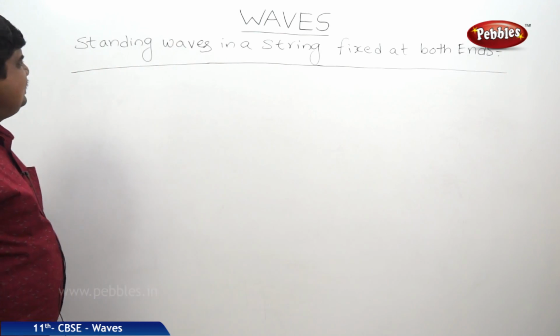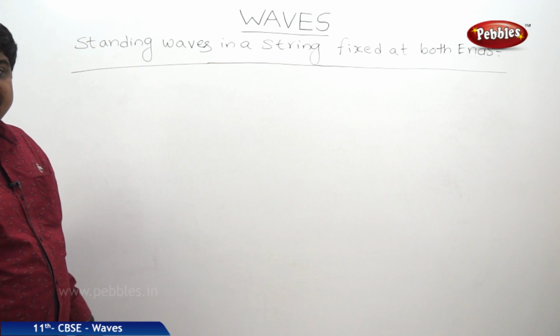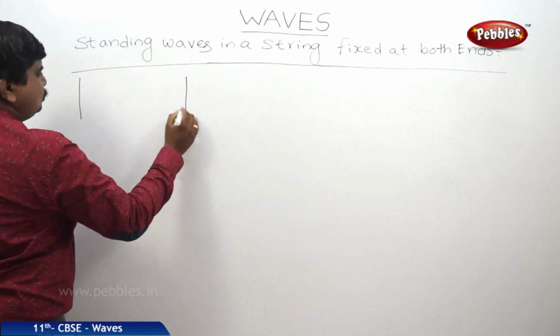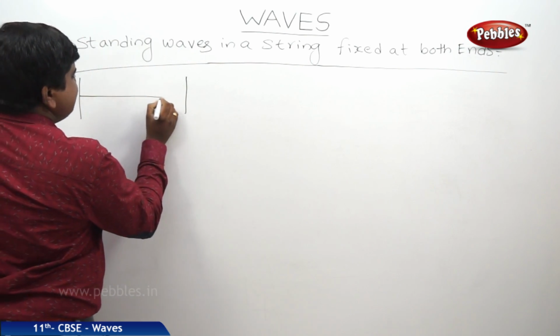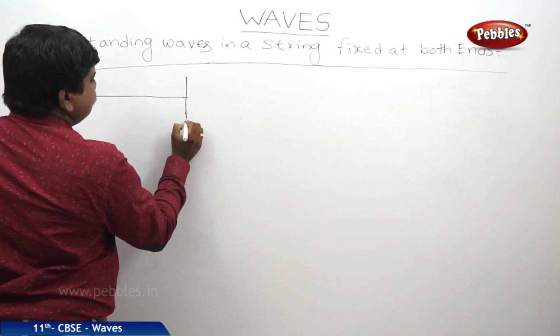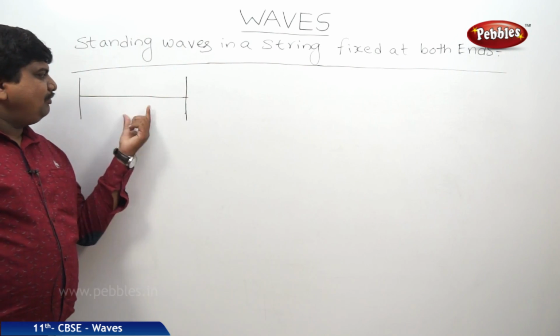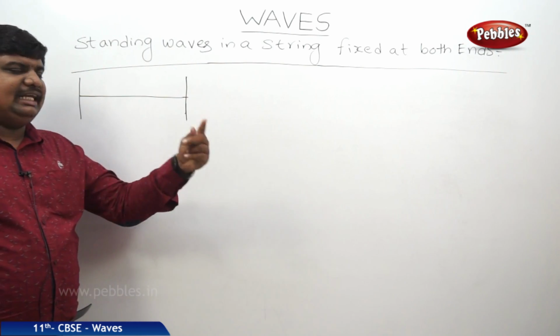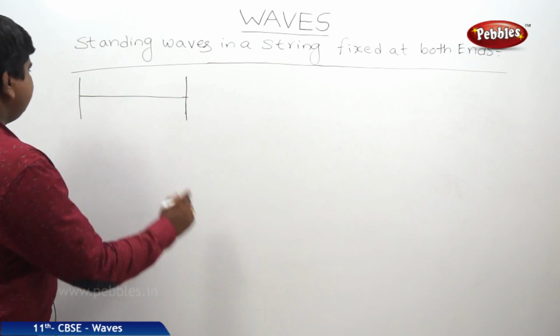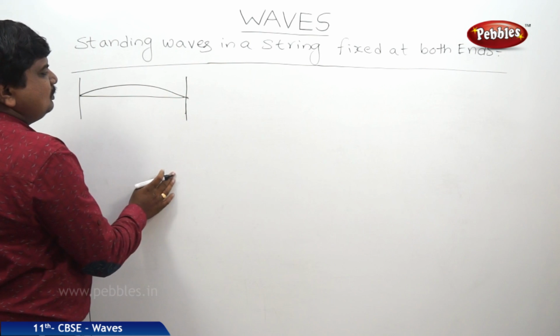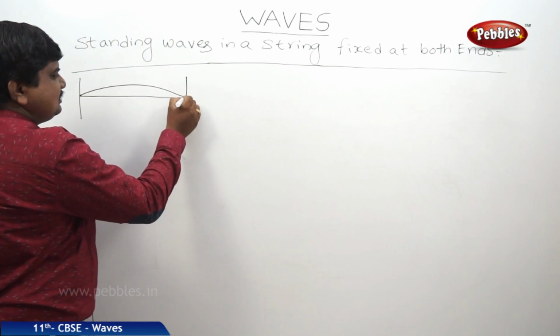So, the next concept is standing waves in a string fixed at both ends. This is the string, two ends where the string is fixed. Here, the waves which can form are maybe 1, 2, 3 within the given area. So, one wave is formed which is incident towards the end, and at this end it is reversed back.